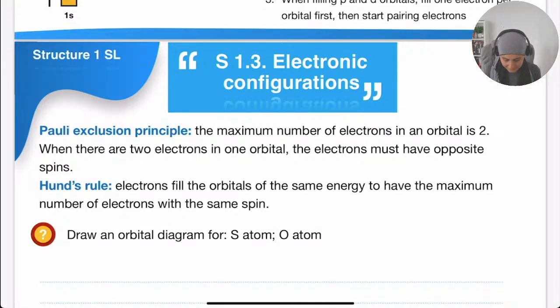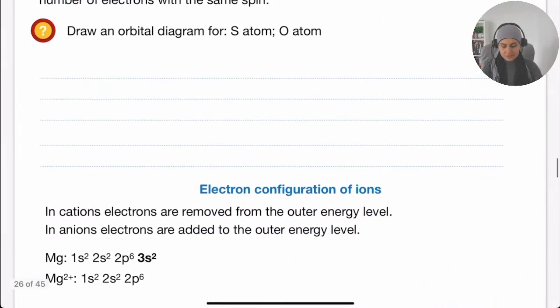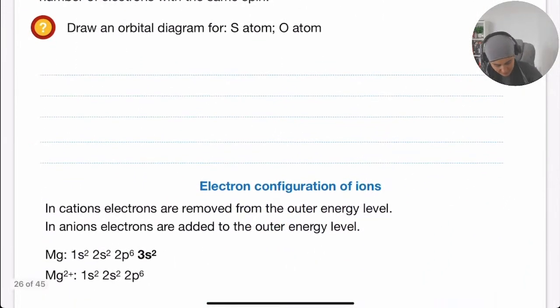Okay, let's draw an orbital diagram for sulfur, and maybe for something else. Let's do it actually for an exception, for chromium. Yeah, let's do that. All right. Well, let's see. Let's do it for sulfur. Sulfur, we already know the configuration. We just did it.